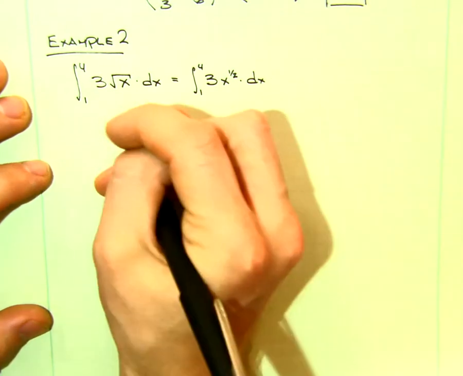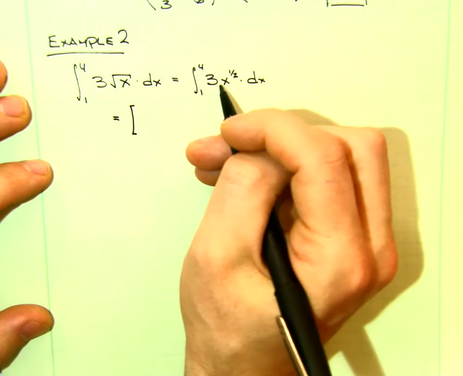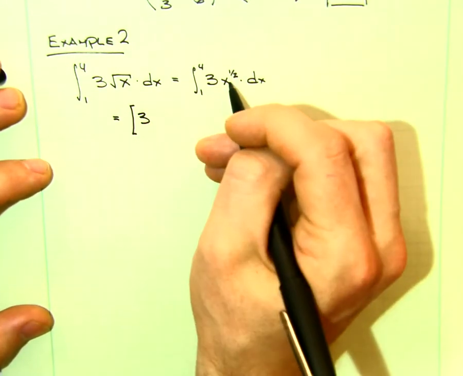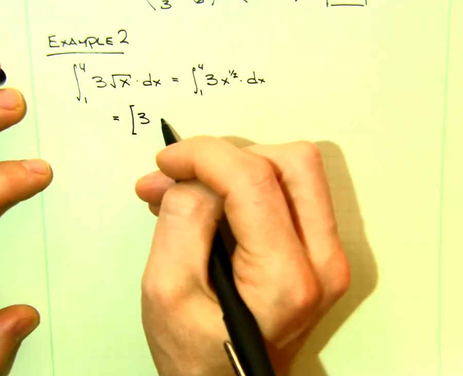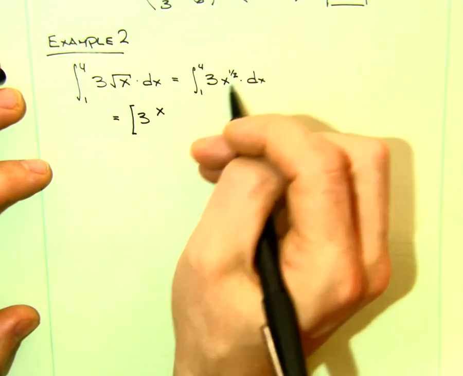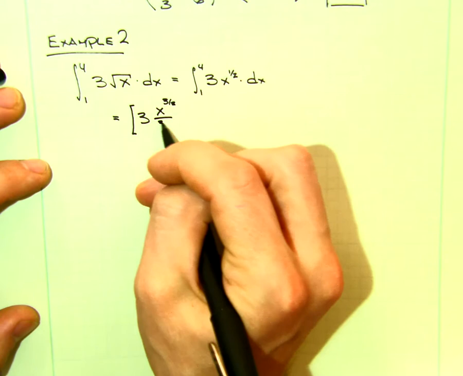Now I can take the antiderivative of this. So the 3, that's a constant out front, that's just coming along for the ride. And so I'm going to end up with x to the n plus 1 divided by n plus 1. In this case, my n is 1/2, so I end up with x to the 1/2 plus 1, which is 3/2, divided by 3/2.